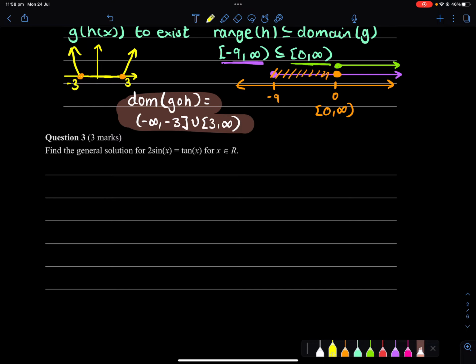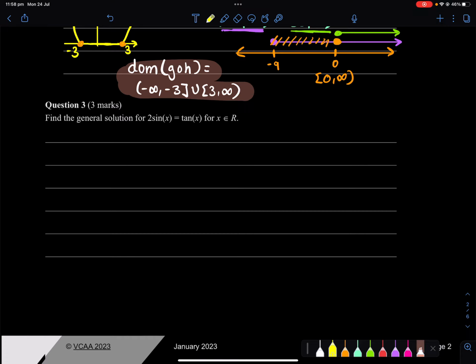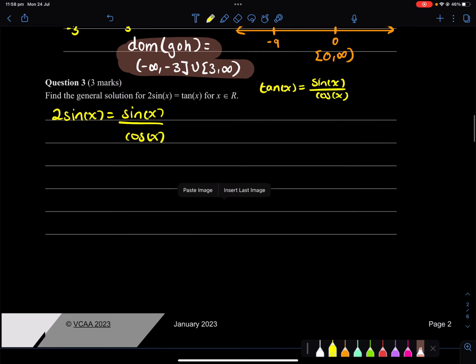Find the general solution of 2 sine x equals tan of x for all x an element of the reals. Okay, so let's solve for this. What we know is that tan of x is actually equal to sine of x over cos of x. So let's sub that in. So 2 sine of x is equal to sine x over cos x. Let's multiply both sides by cos x to get rid of that division. So that'll be 2 sine of x cos of x equals sine of x.